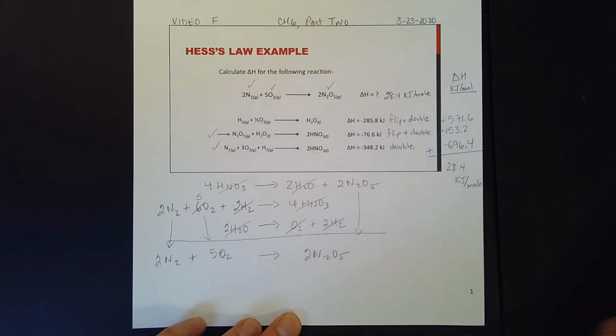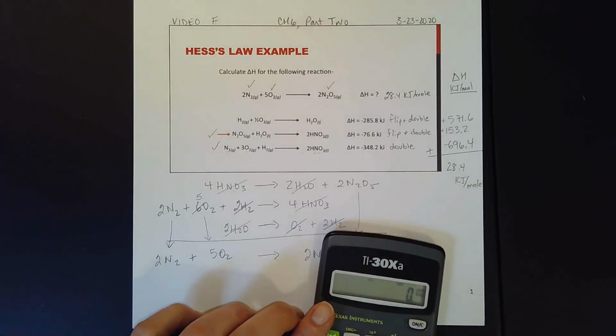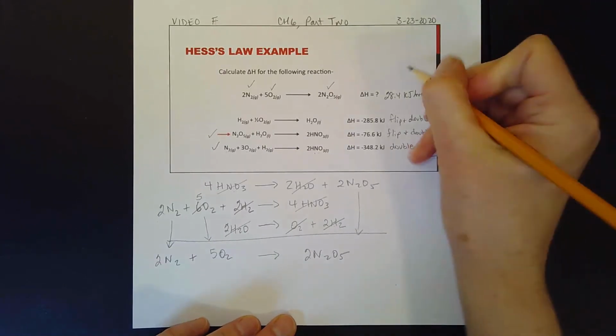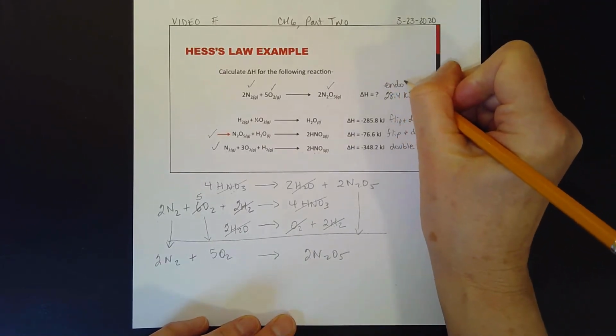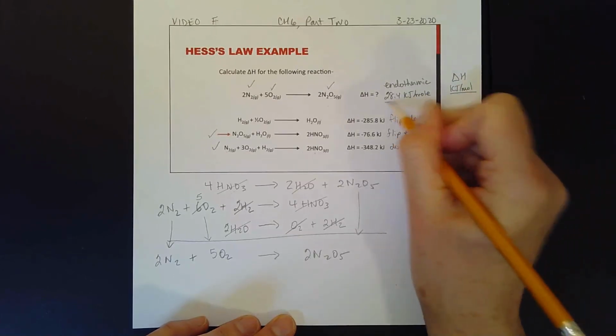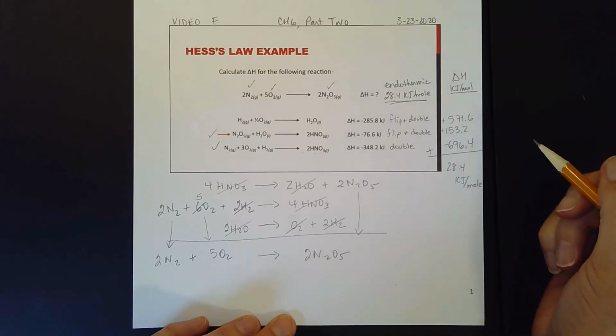Okay. I'm just going to double check my math on that. 571.6 plus 153.2 minus 696.4 gives me 28.4. Okay, so this is endothermic. And that is my delta H.